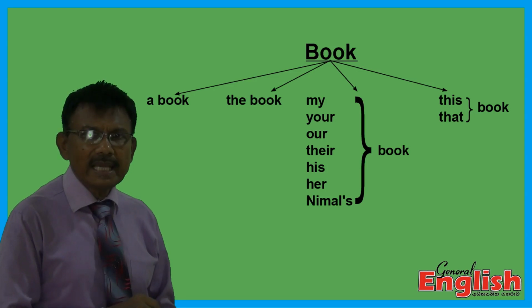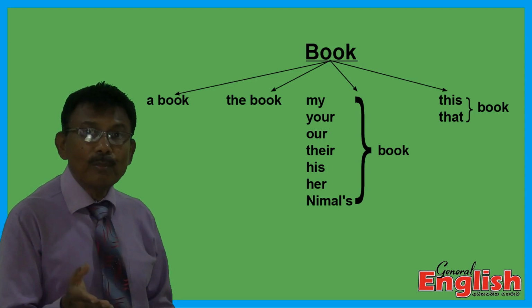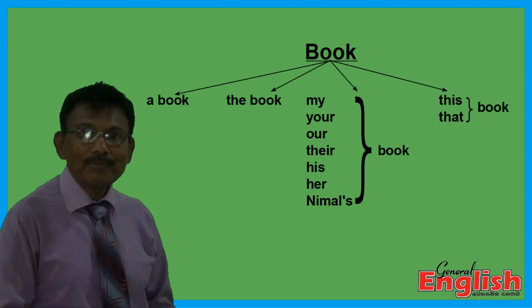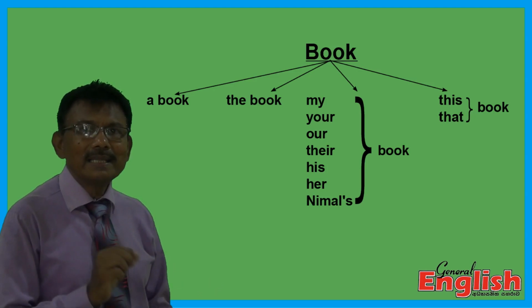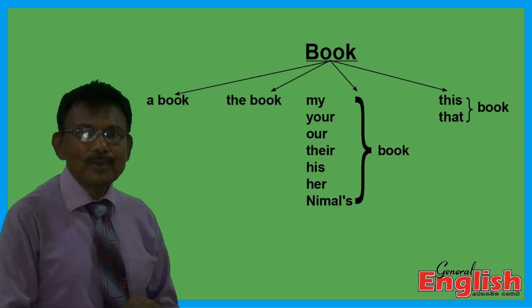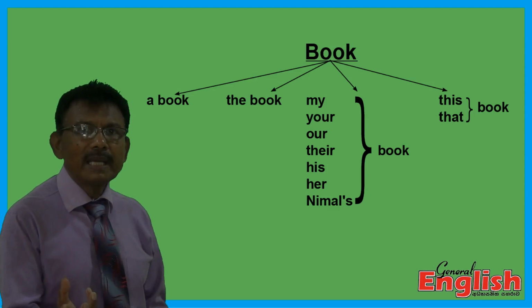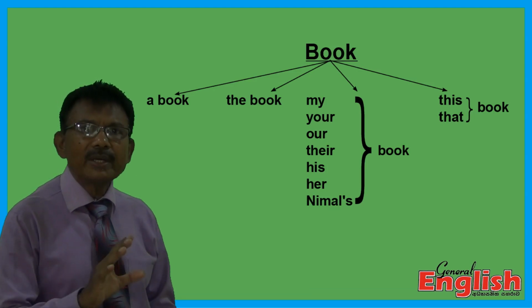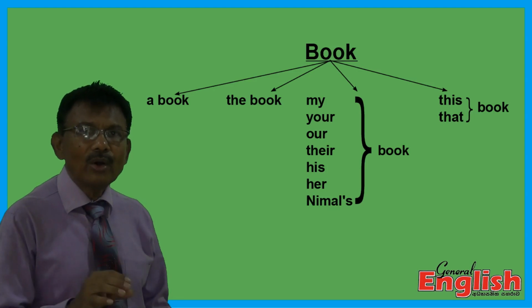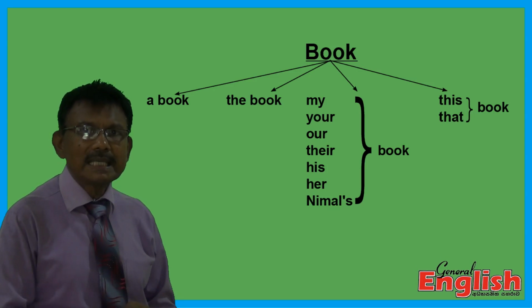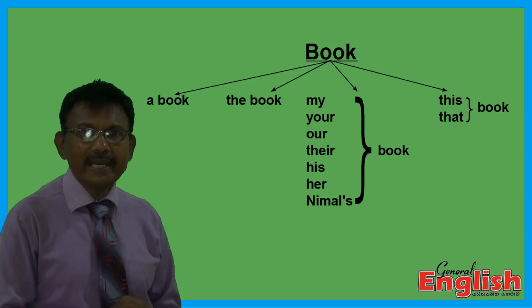And then we can say my book, your book, our book, his book, her book, or Nimal's book. And then we can say this book or that book. So then the book has become a grammar word. We can't use book alone in a sentence because it's only a dictionary word, right? I hope you got the idea.